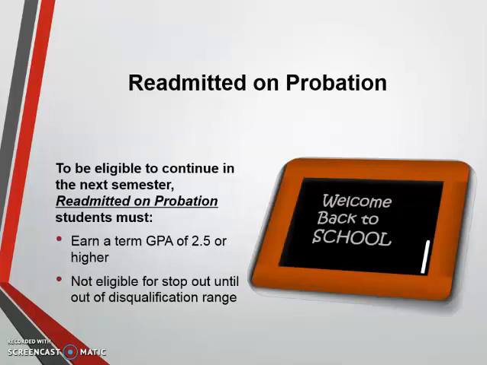If you were readmitted to the university on probation, meaning you were previously disqualified and were readmitted and returned after your disqualification, you must earn a term GPA of 2.5 or higher each semester until your GPA improves to above the disqualification range or you are back in good standing. Students readmitted on probation are not eligible to stop out until they are out of the disqualification range.